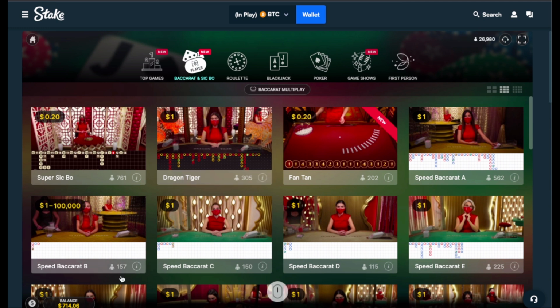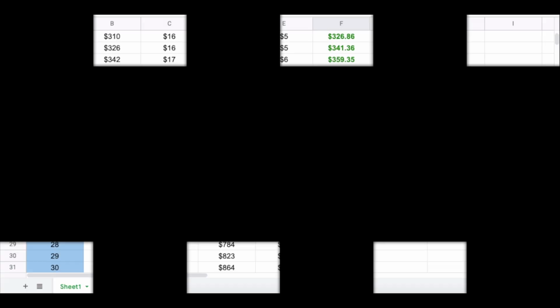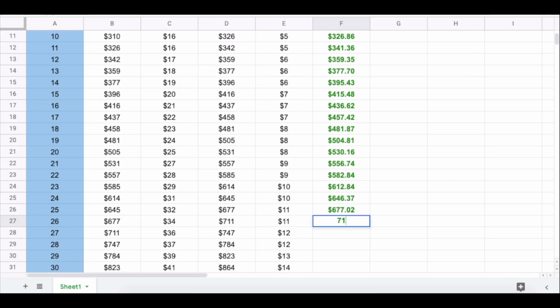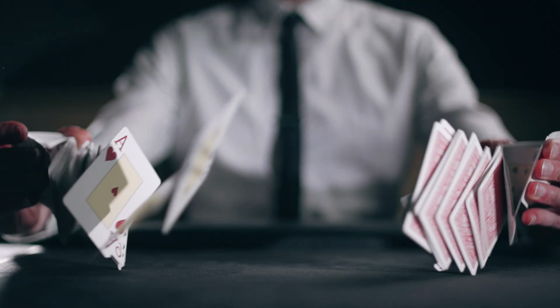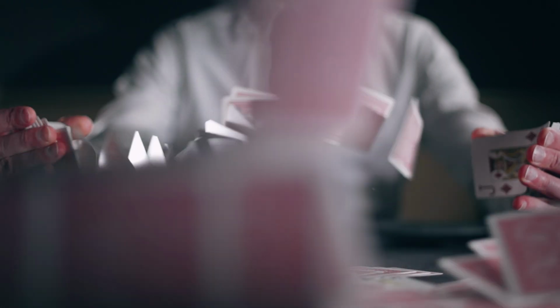All right, check out our balance: $714.06. I'm going to pull up the spreadsheet. Okay, $714.06. Session number 26 in the books. And there you have it. The Hong Kong Baccarat strategy combined with Xmarksthespot.